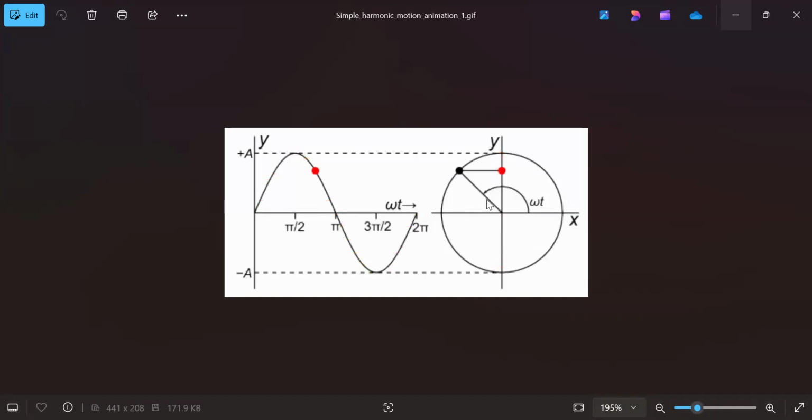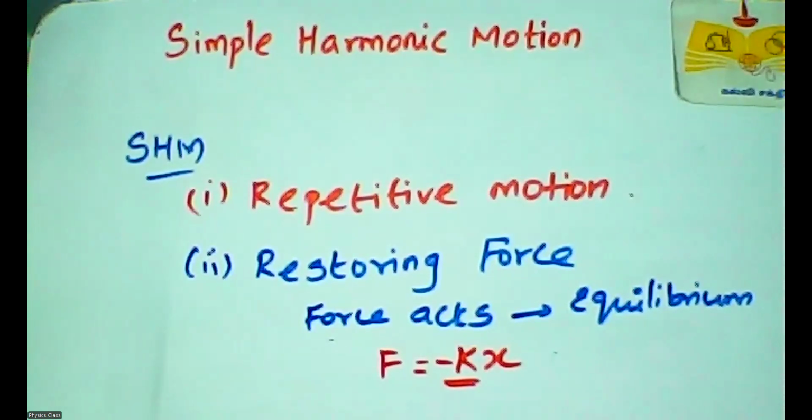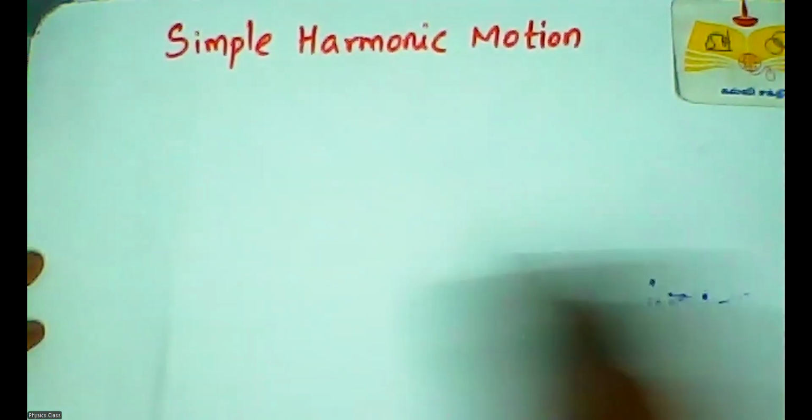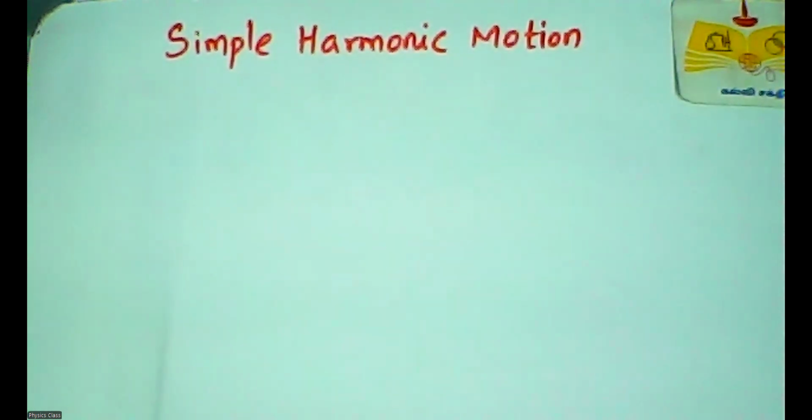So suppose the red color ball moves up, there is a restoring force acting on that red ball and pulls it towards the equilibrium position. Okay, right. So these are all the definitions for simple harmonic motion. Now we can go on to circular motion.